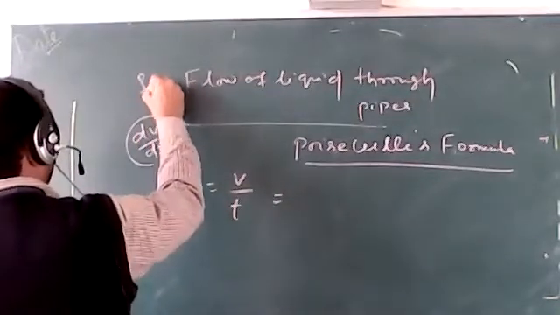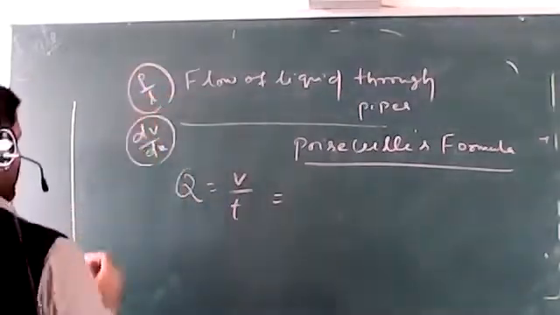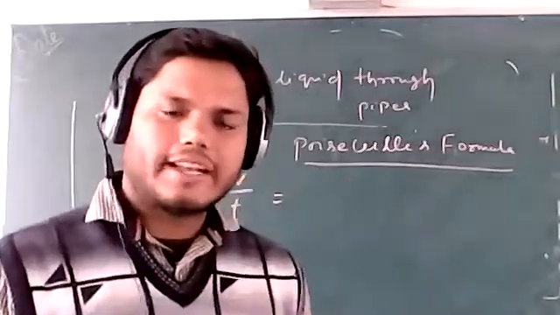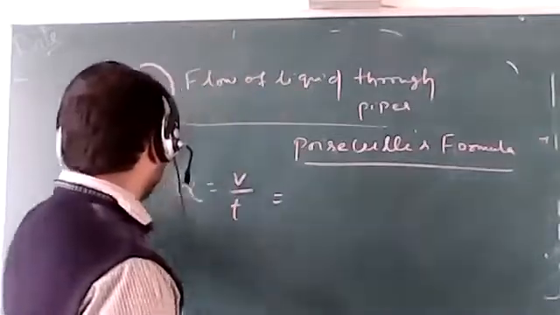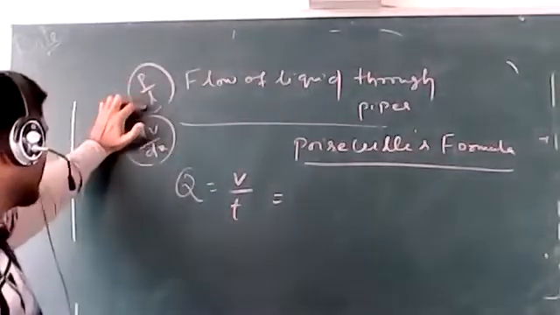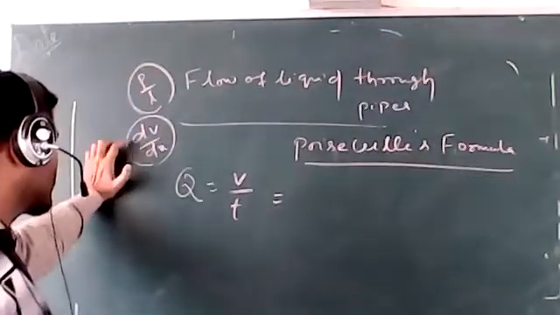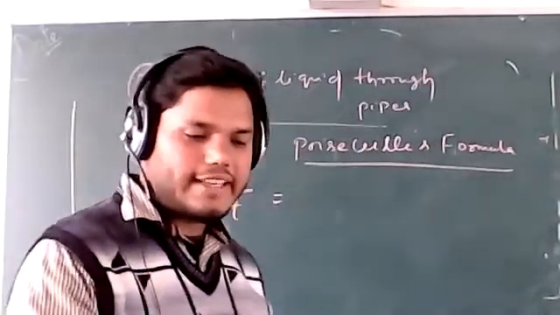Pressure divided by length, that means P upon L, is called the pressure with respect to length. If the quantity with respect to length is taken, that is called the gradient. We have to mention the word gradient. So pressure gradient means pressure with respect to length, that is P upon L. dv upon dx is called the velocity gradient, or you can write v upon x also. So this is called the pressure gradient.